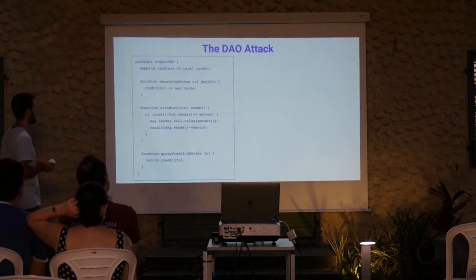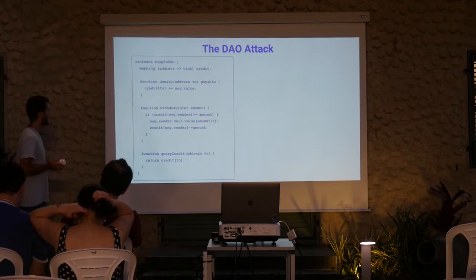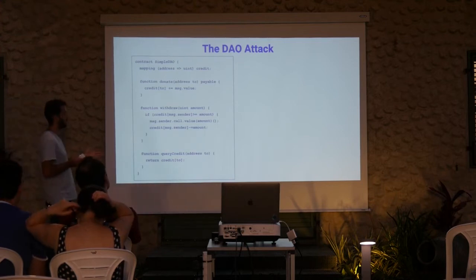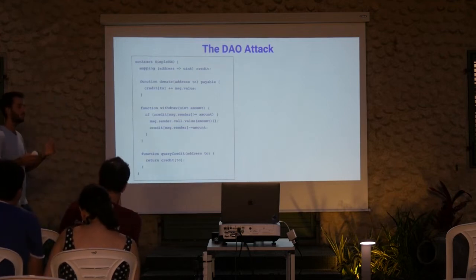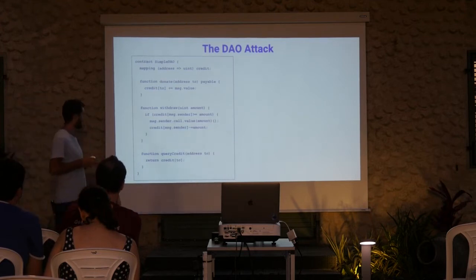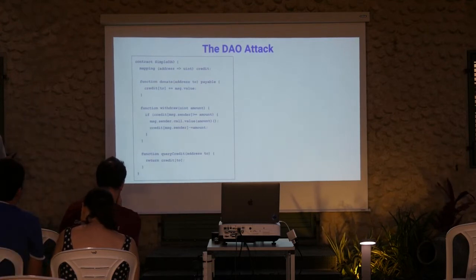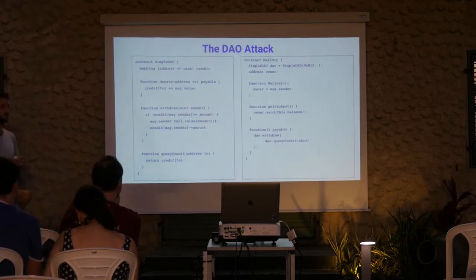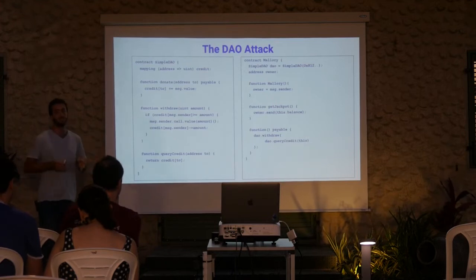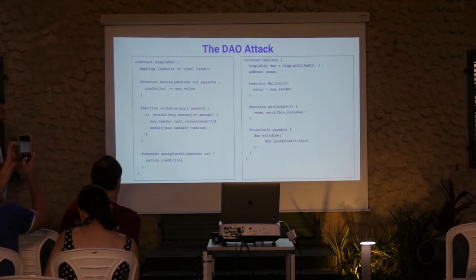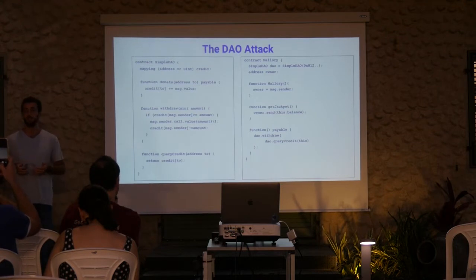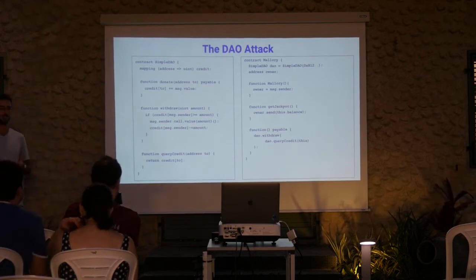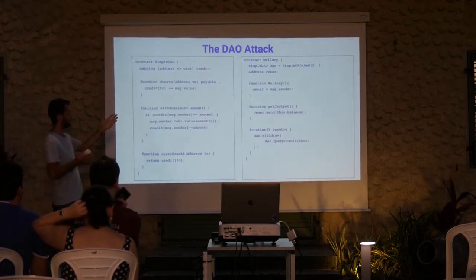The second function is withdraw, which gets an amount and checks if the user has enough balance. And if he does, this function sends this amount to the address that invoked the function, and then removes the amount of Ether from his credit. And the last function is query credit, which just returns the credit of some address. So here is a contract memory, which is very similar to the contract that's actually used by the attacker of the real DAO. In contract memory, we declared an instance of type simple DAO with the simple DAO address. And we declare an owner, and the owner is the address of the person who deployed the contract, and this is defining the constructor.